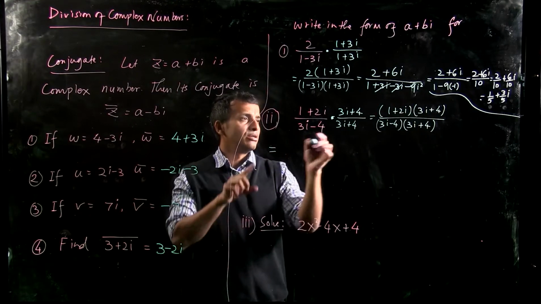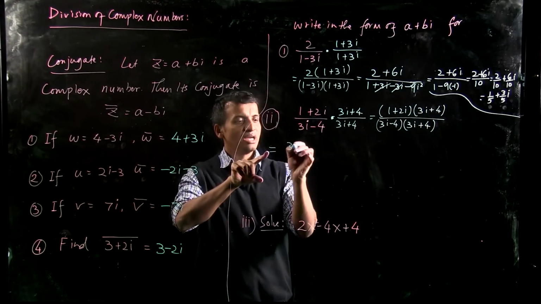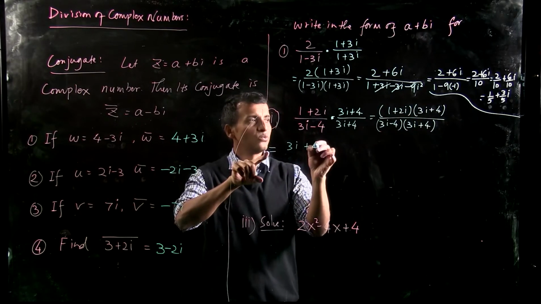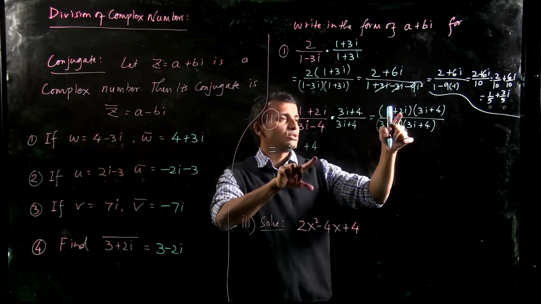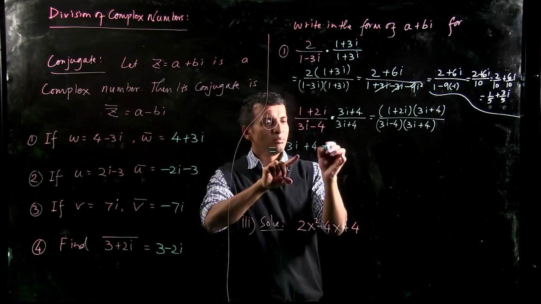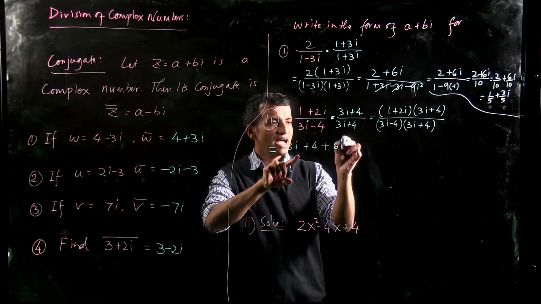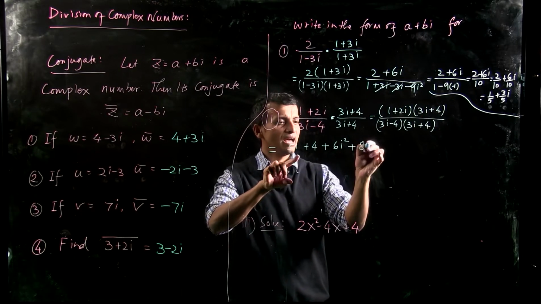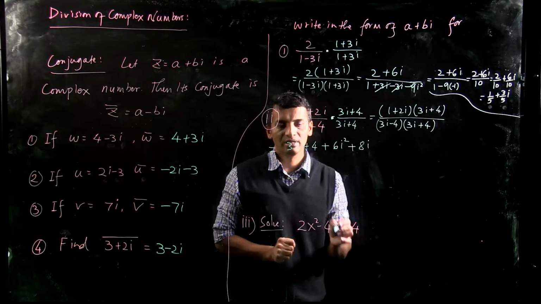On the top you get 1 times 3i is 3i, and then 1 times plus 4 is positive 4, and then 2i times 3i is plus 6i squared, and 2i times 4 is plus 8i. That is the top part.